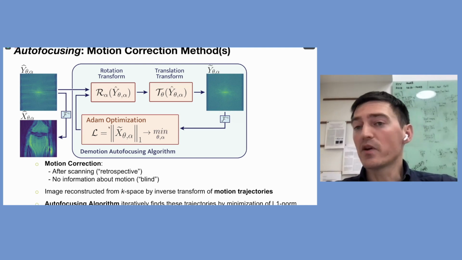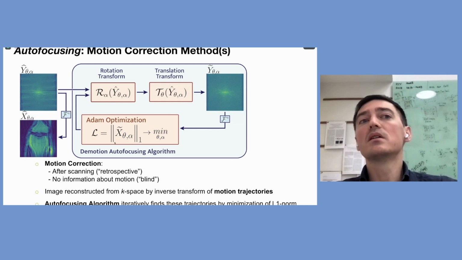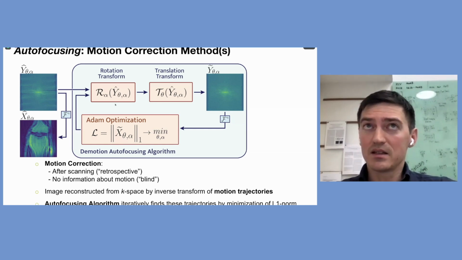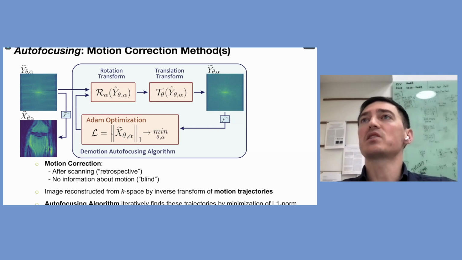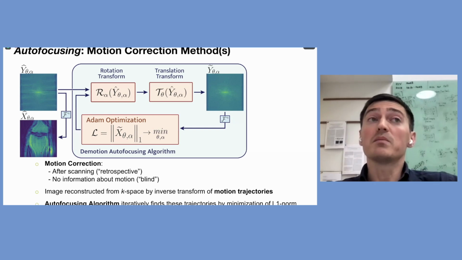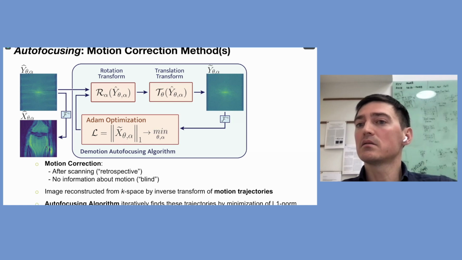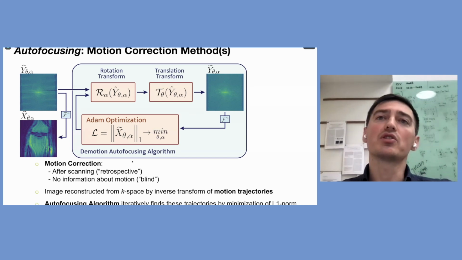So this is fine. It's a nice little method, and it's been used for many years, since 2000 probably. You essentially find those trajectories in terms of parameters theta and alpha that allow you to receive the best image quality. And so instead of an image like that, you get an image without the motion artifacts.